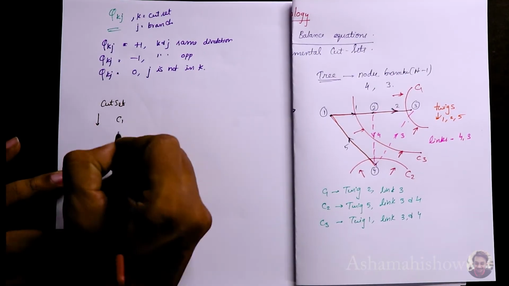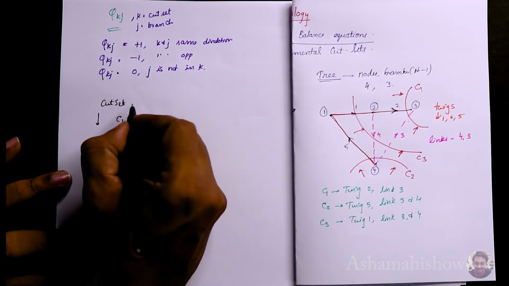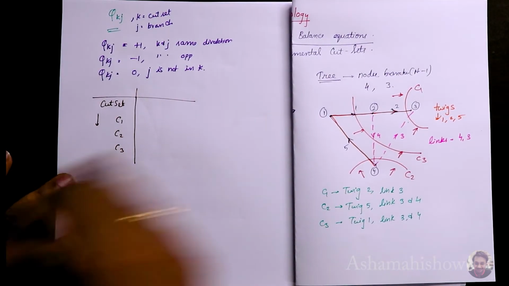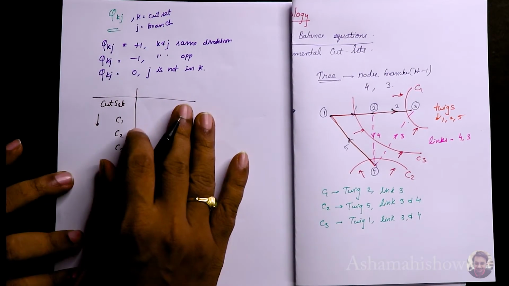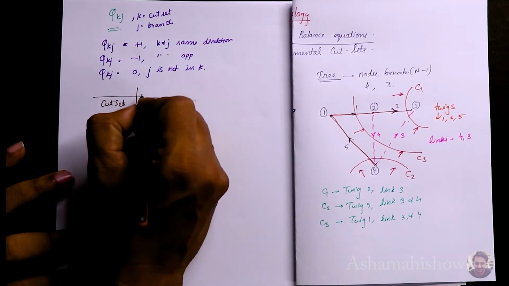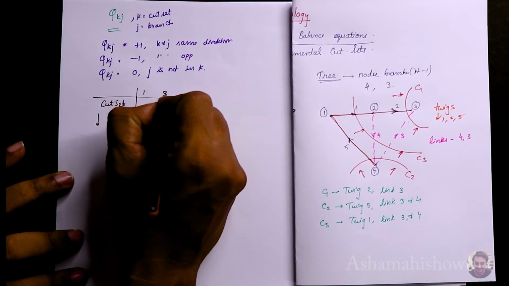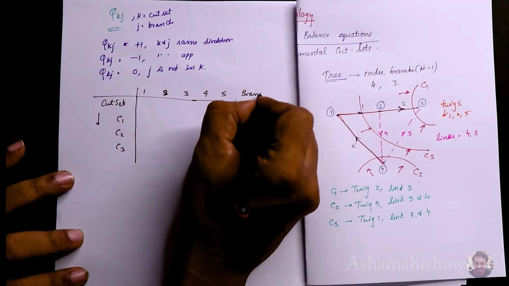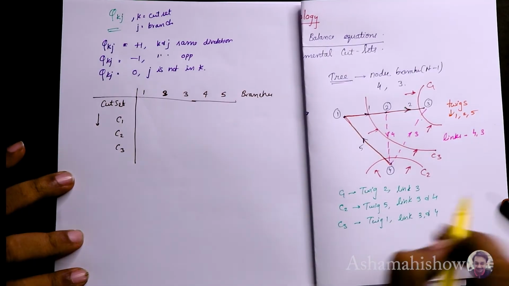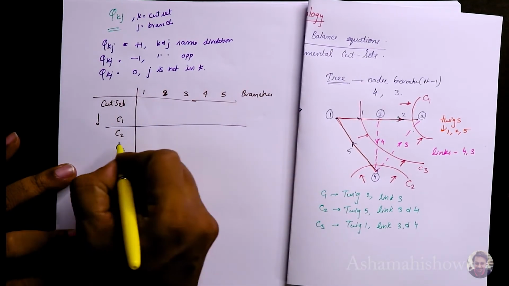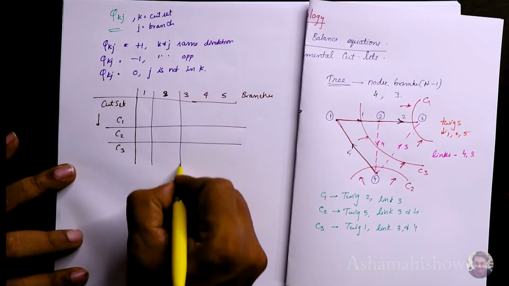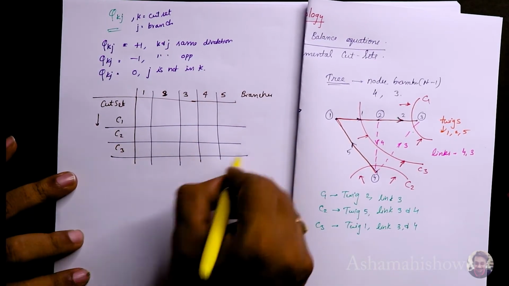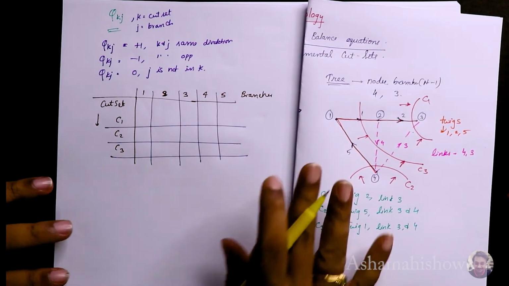So, how many cut sets do we have? C1, C2, C3. If you see my previous work also, all the nodes are taken along the column and all the branches are taken row wise. Here also we follow the same thing. How many branches do we have here? 1, 2, 3, 4, 5. So these are the branches. Now let me divide it. C3 also. So I have divided this.